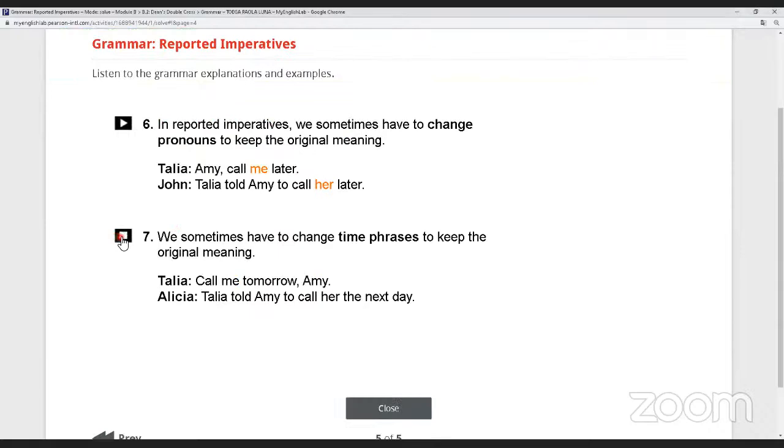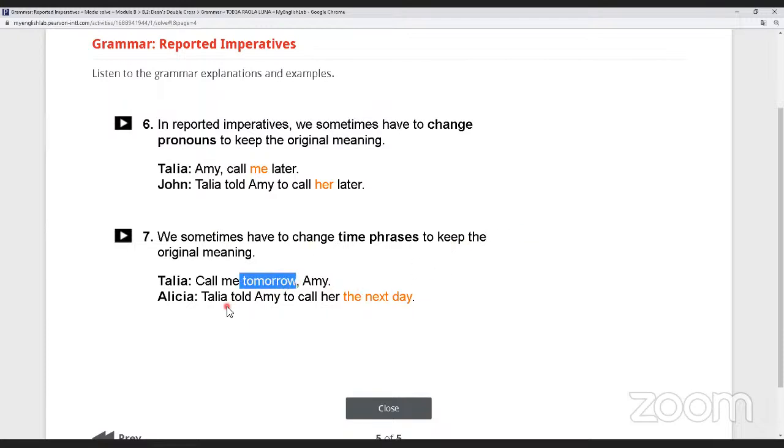We sometimes have to change time phrases to keep the original meaning. Call me tomorrow, Amy. Talia told Amy to call her the next day. Okay. In Spanish, I guess we don't do that. I mean, we don't change the time phrases, right? We keep them like that. But in English, again, to keep the original meaning, we have to change it.